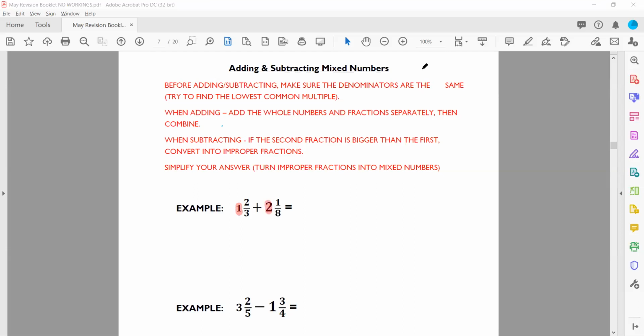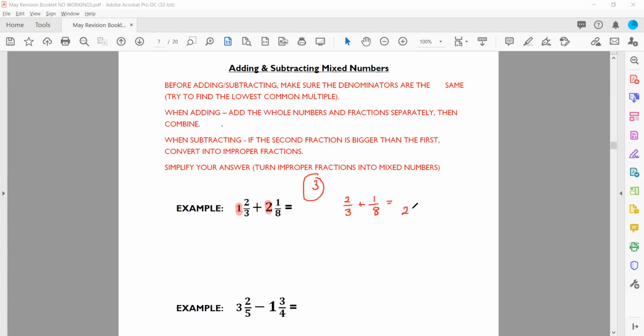So we've got 1 and 2. So 1 plus 2 is 3. So I'm going to put that there, but I'm going to put a circle around it so that I don't forget it. We're then left with 2/3 plus 1/8. Now, before we can add fractions, they need to have the same denominator.